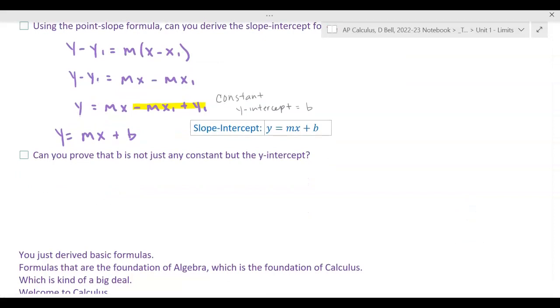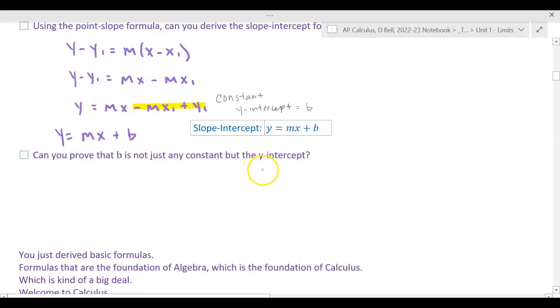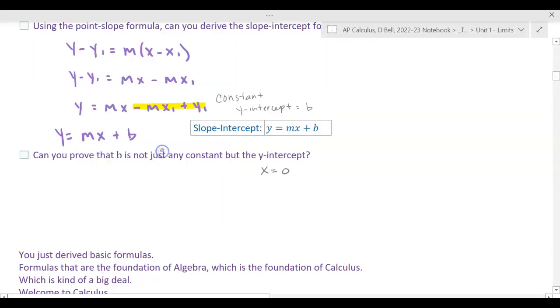Now, can we prove that b is not just any constant but the y-intercept? Well, the definition of the y-intercept is the y value when x equals 0. So if we start with that known formula, slope-intercept, y equals mx plus b, and we let x equal 0, then we get y equals b, where b is the y-intercept.